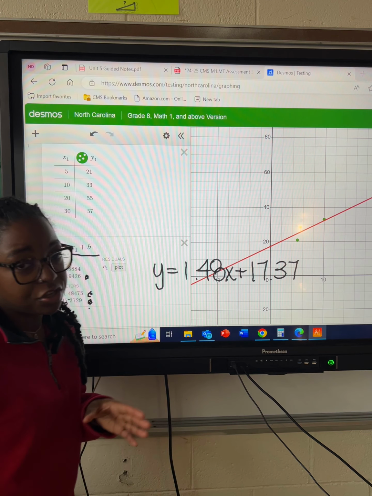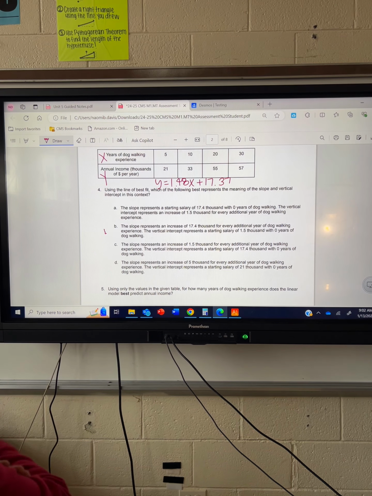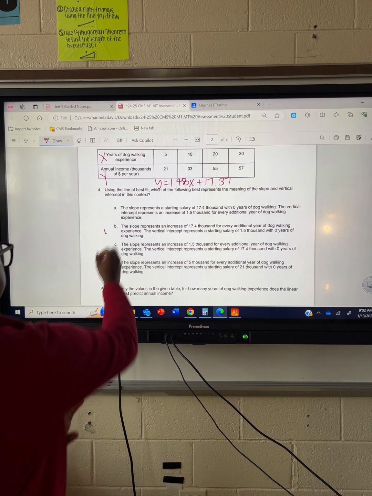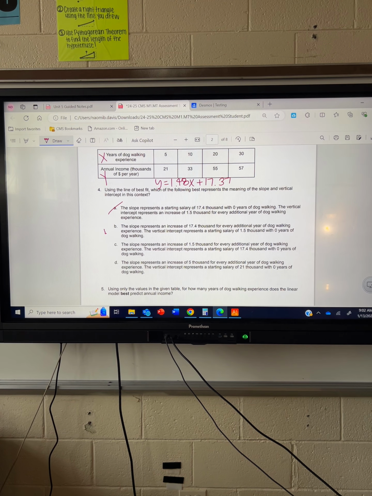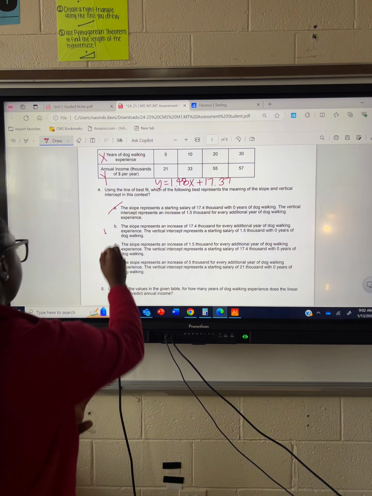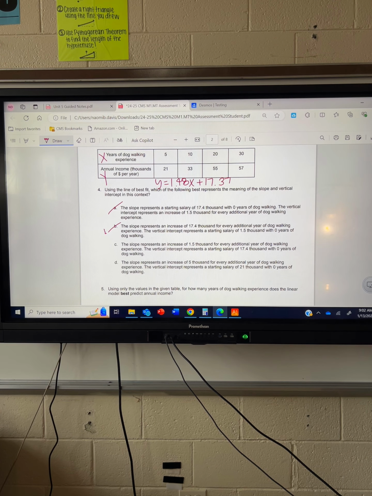Okay, so make sure you understand how to do that. The slope represents a starting salary of 17.4. No, because my slope is 1.48. Go ahead and take that one out. The slope represents an increase of 117. No, because my slope is 1.48. The slope represents an increase of 1.5 thousand. Yep. For every additional year of dog walking experience. The slope represents an increase of 5,000.